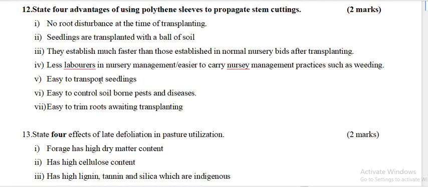Then it is easy to transport seedlings because the soil in the polythene sleeves will not get out. Then easy to control soil-borne pests and diseases. Then easy to trim roots awaiting transplanting.